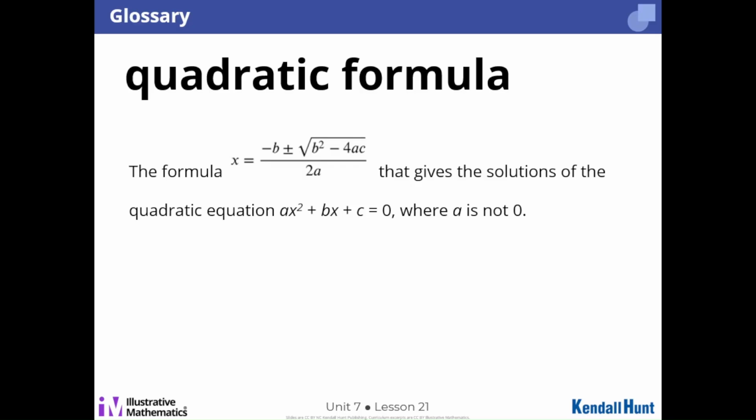Once you have that standard form quadratic equation set equal to 0, you can identify the values for a, b, and c. A will always be the coefficient in front of x squared. B will always be the coefficient in front of x. And c will always be the constant, the number by itself. Once you have those values, you can simply substitute them into the formula and complete the math to find your solutions for x.